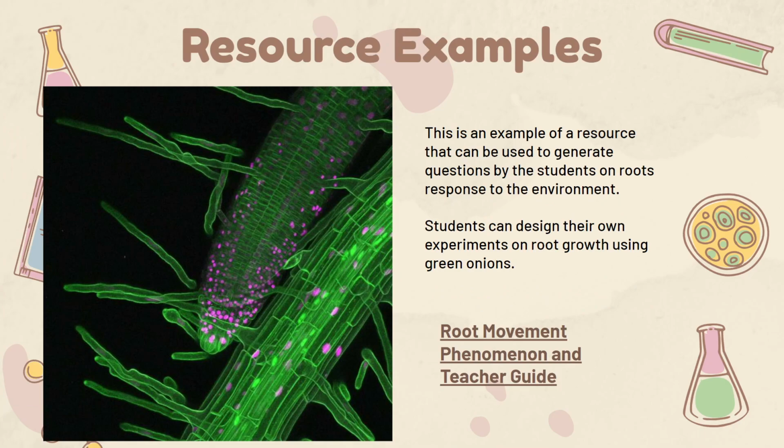This first one is an example of a resource that can be used to generate questions by the students on root response to the environment. So students can design their own experiment on root growth using green onions. The nice thing about this lab is you can tailor it to your class, right? So you can make it as challenging or inquiry based as you want it to be.